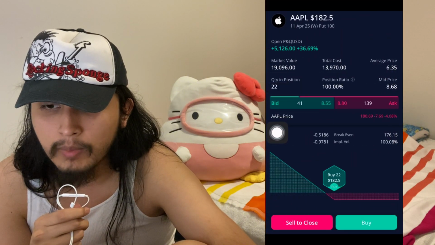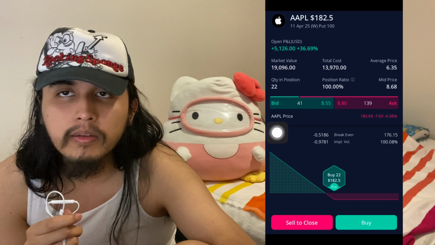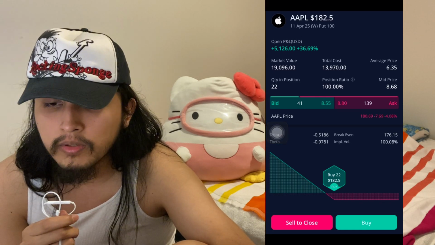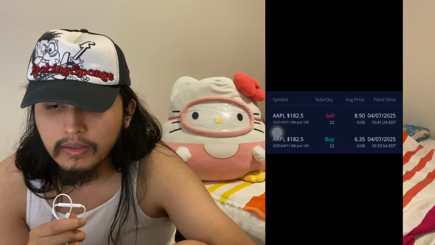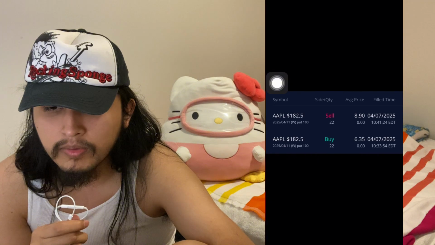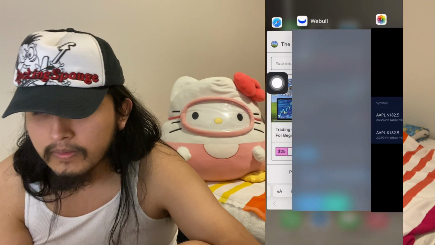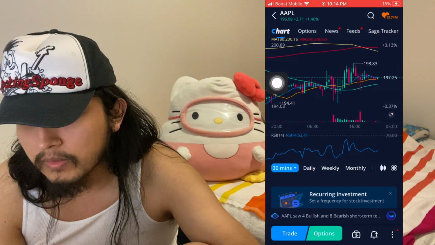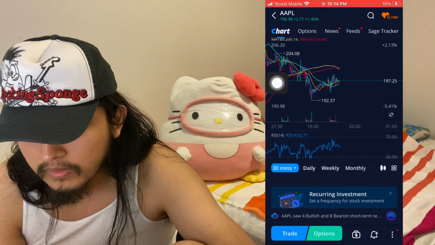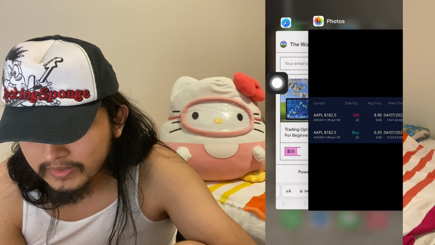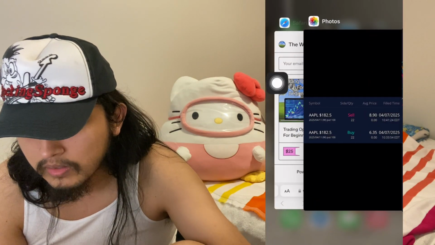How did I make $5,126 trading Apple puts? The market was closed today, so I'm just going over an old trade. Basically, on April 7th, at 10:33.